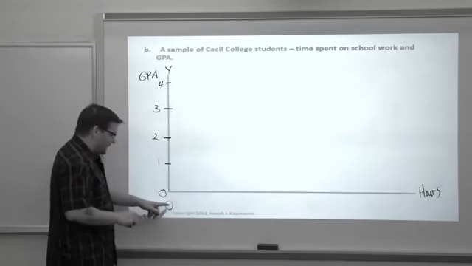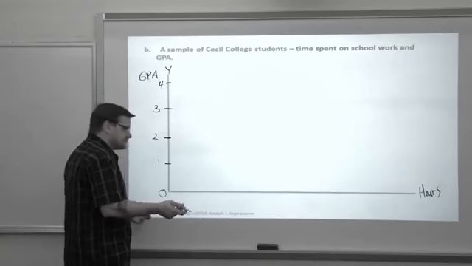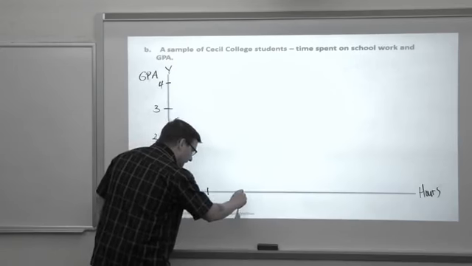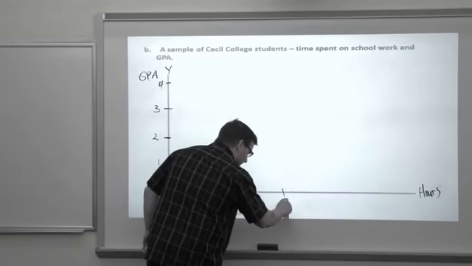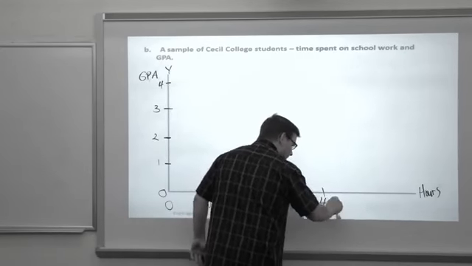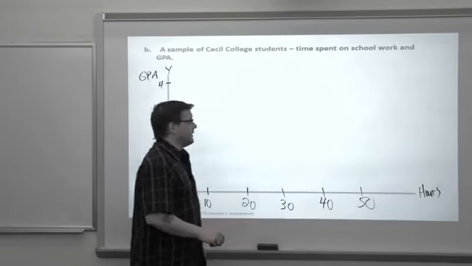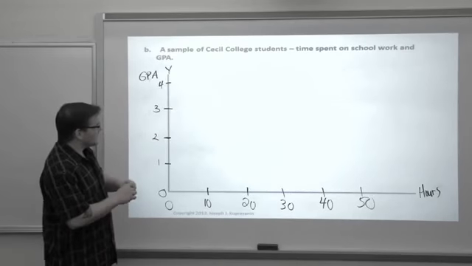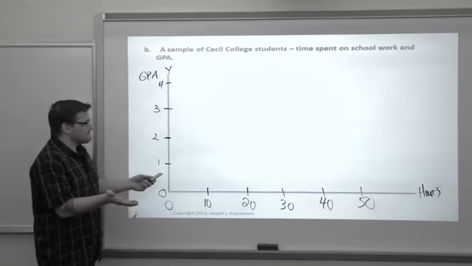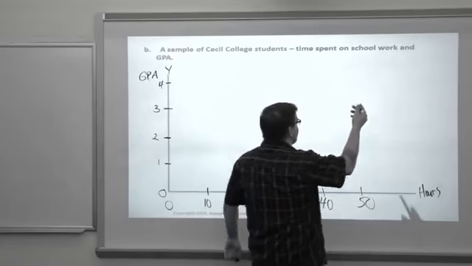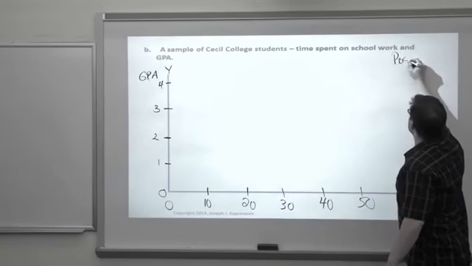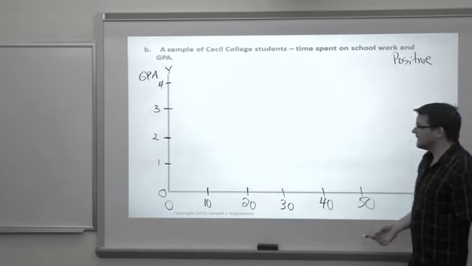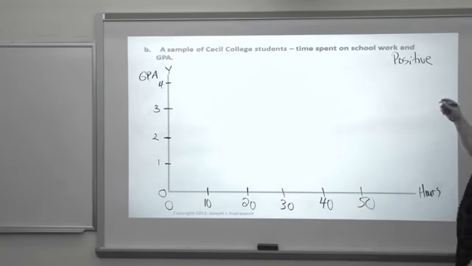Well, down here would, of course, be 0 hours and only so many hours in a week. Maybe we'll do this weekly hours. Here's 10. Here's 20. Here's 30. 40. And possibly 50. So hours spent will be the X variable, explanatory. Here I think it's going to be positive, right? The trend would be the more hours you spend, the higher your GPA, so positive.